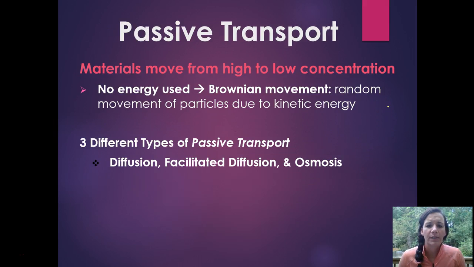So passive transport is simply materials moving from high to low concentration. They do not use energy. Something called Brownian movement is what's used, and this is just a random movement of particles due to kinetic energy. And there's three types that you need to be aware of: diffusion, facilitated diffusion, and osmosis. And we're going to break down each one of those.